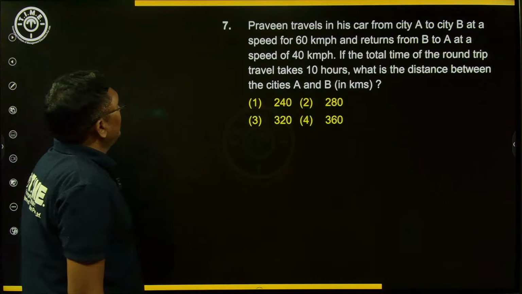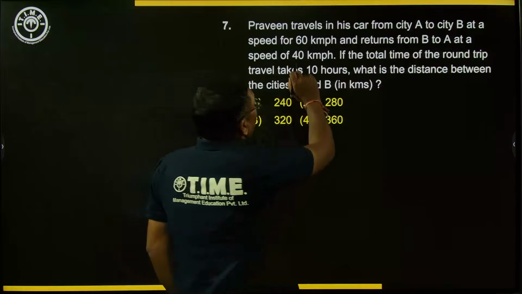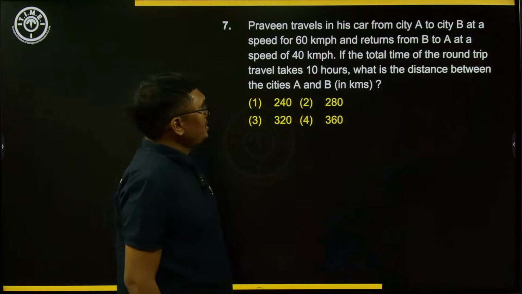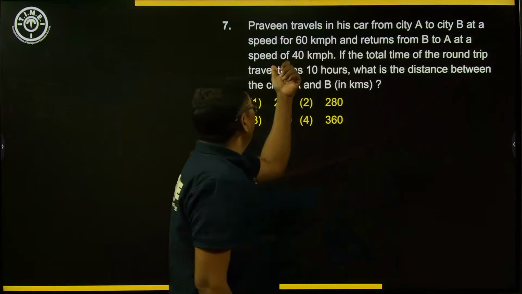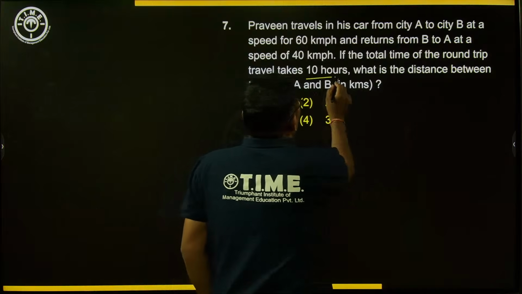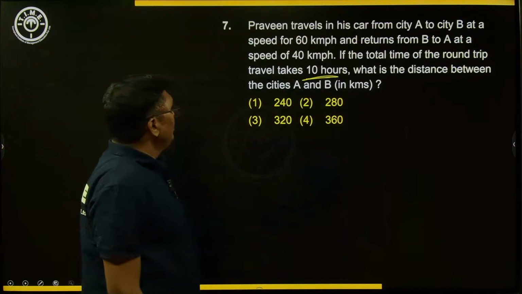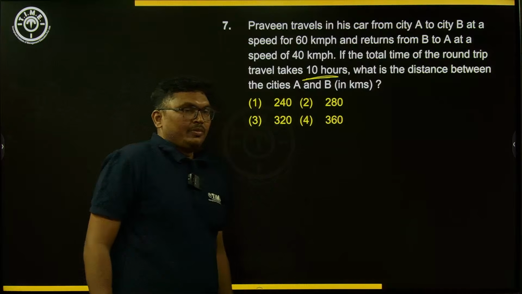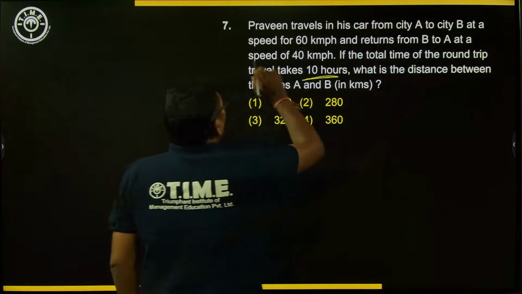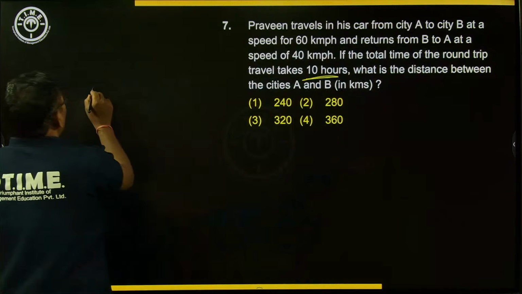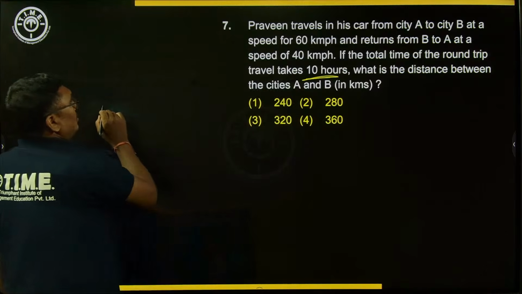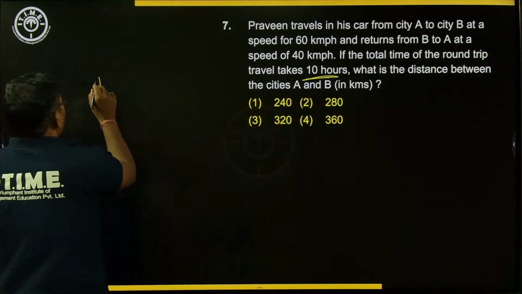Next, let us see question number 7. Praveen travels in his car from city A to city B at a speed of 60 kmph and returns from B to A at 40 kmph. If the total round trip takes 10 hours, what is the distance between cities A and B? So we have to find the distance between A and B. Let us say the distance is D.